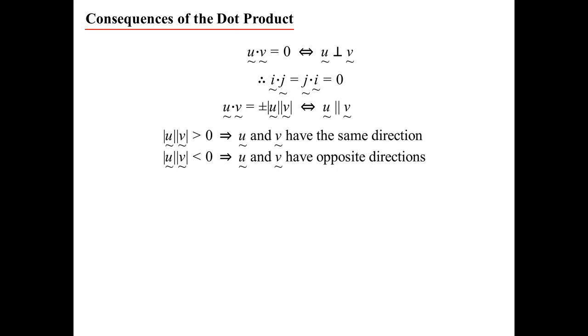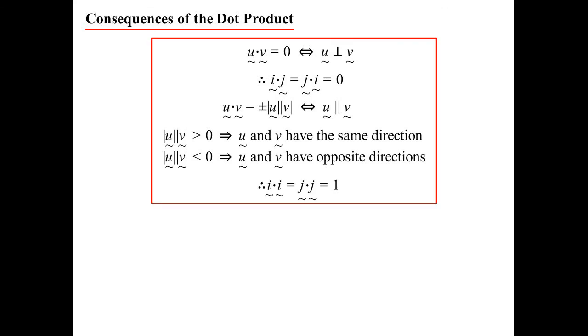Now, if it is greater than 0, then the two vectors must be heading in the same direction, so they're both going away from the origin or both going to the origin. If it's negative, then they must be going in opposite directions. And i dot i will always equal j dot j, because remember they're unit vectors, and we said that was the magnitude squared. Well, the magnitude of a unit vector is 1, and 1 squared is 1, so they will always equal 1.